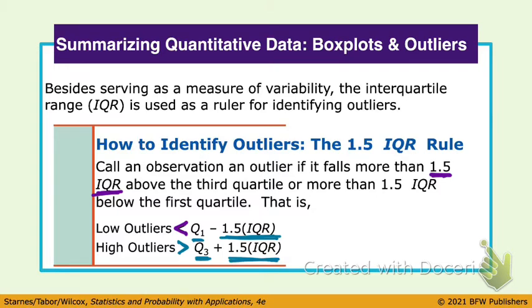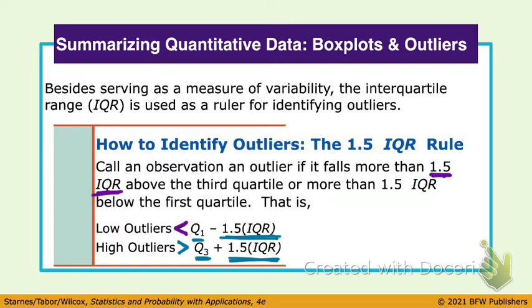So what we're going to do here is use this 1.5 IQR rule. We're basically going to find the IQR. We're going to multiply by 1.5. We're going to take that number and subtract it from Q1, see if anything's less than that, add it to Q3, see if anything's greater than that. And that's how we check to see if something is a true, legit outlier.